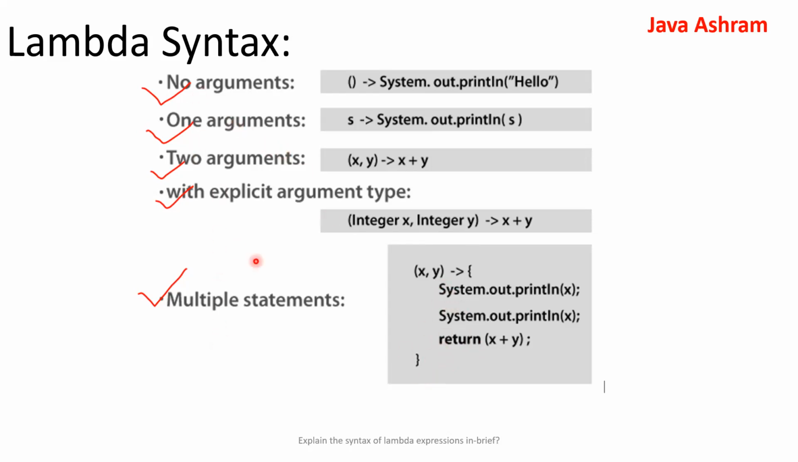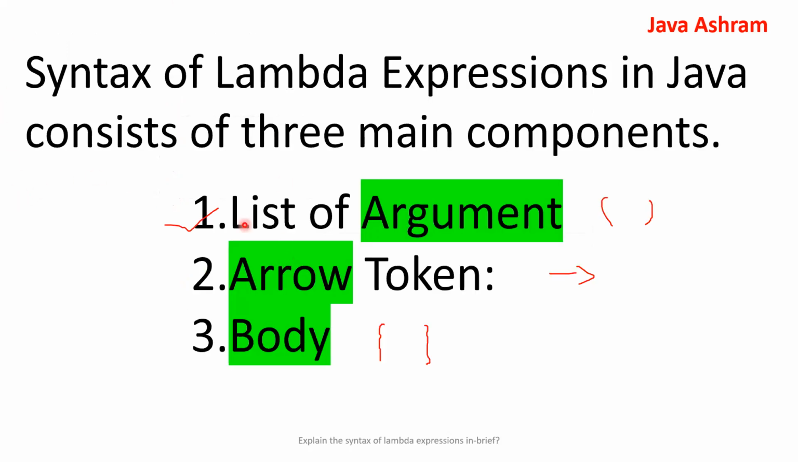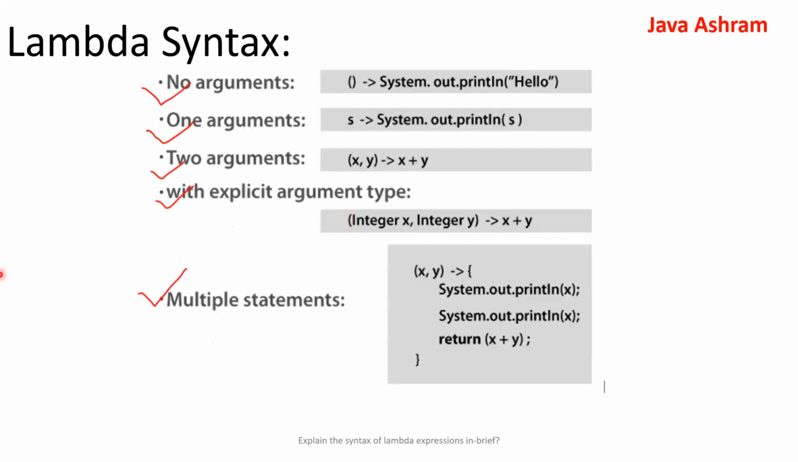So these are the five ways you can define the Lambda. This is one of the simple ways to use it. So you must understand there are three components by which you can create a Lambda. First is the list of arguments that I described. Second is the arrow token, and third is the body part. So this is the miscellaneous way of defining and using the Lambda.